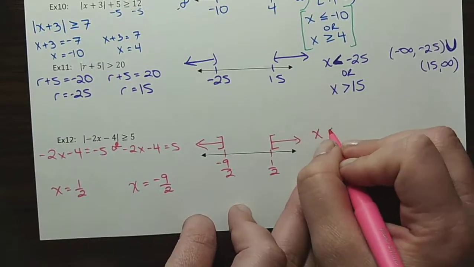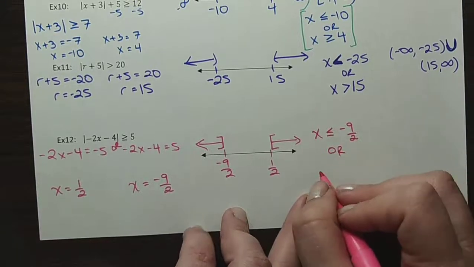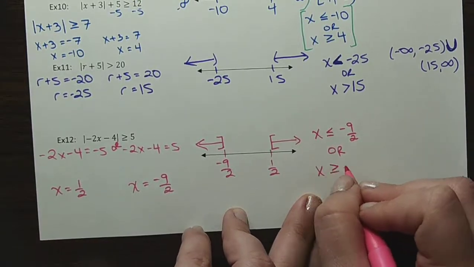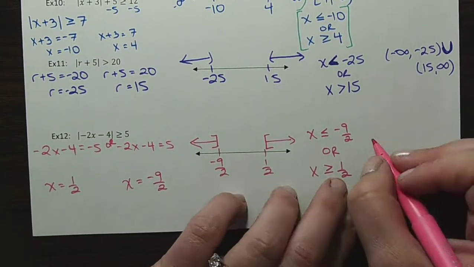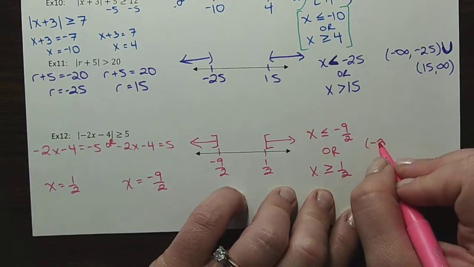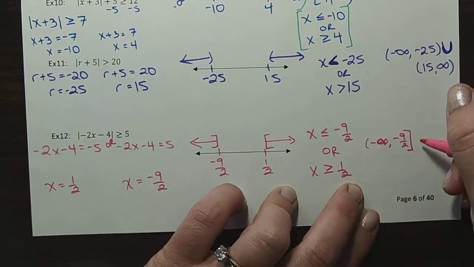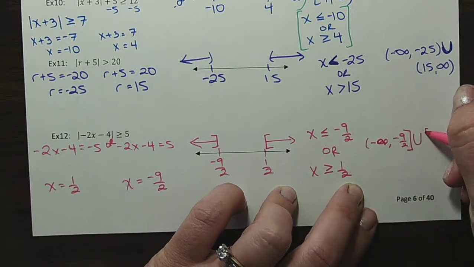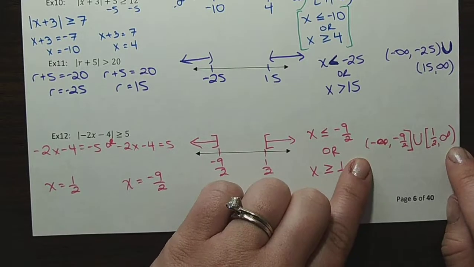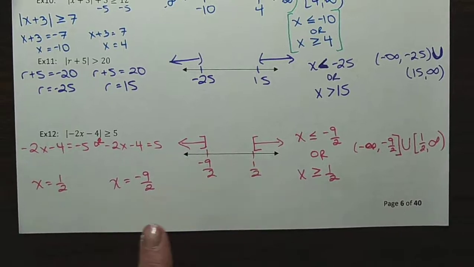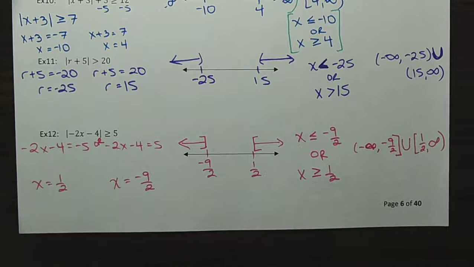So the inequality is that x is going to be less than or equal to negative 9/2, or x is going to be greater than or equal to the positive or the bigger number. For the interval, it's going to go negative infinity to negative 9/2 with a bracket. And you're going to have the U for union, another bracket, 1/2 to infinity. Remember, infinities always get parentheses, and you determine bracket or parentheses on the value by the inequality symbol.